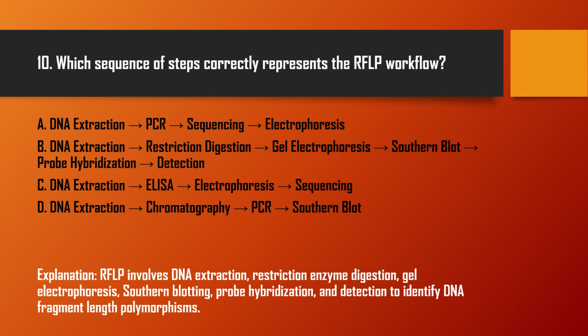The last question, which is the tenth one: which sequence of steps correctly represents the RFLP workflow? The RFLP workflow begins with DNA extraction followed by restriction enzyme digestion. The resulting DNA fragments are separated by gel electrophoresis, transferred to a membrane using Southern blotting, hybridized with a labeled DNA probe, and finally detected to analyze fragment length polymorphism.